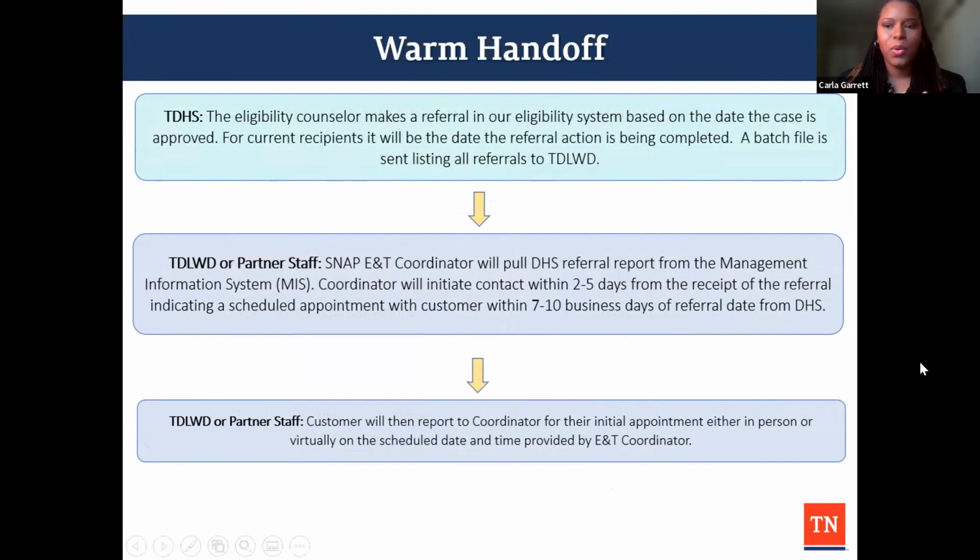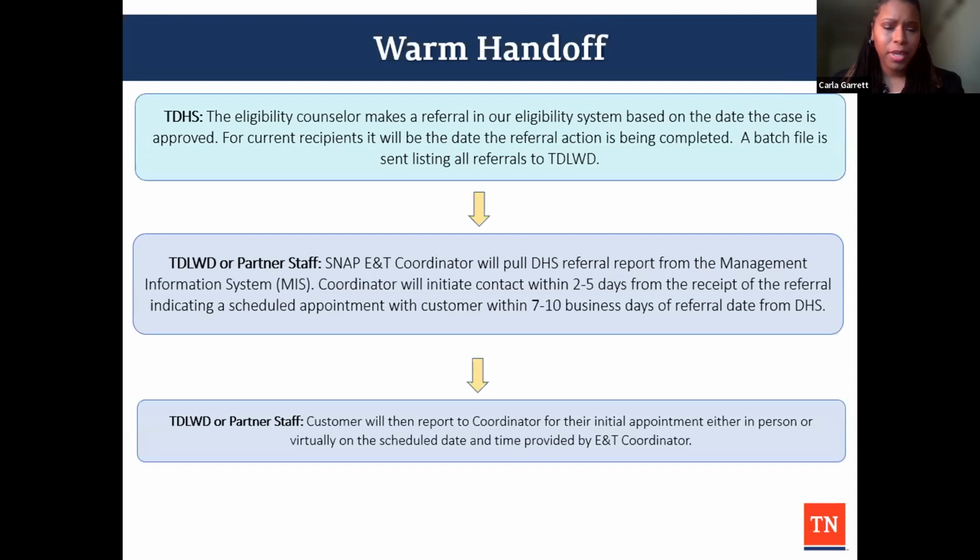And as Kristen said, we execute the SNAP E&T program in partnership with Tennessee Department of Human Services. They receive that funding directly from the federal government, and through that interagency partnership, because we are both state agencies, we're able to pass that funding to Department of Labor to execute the program, which fits perfectly into our workforce structure.